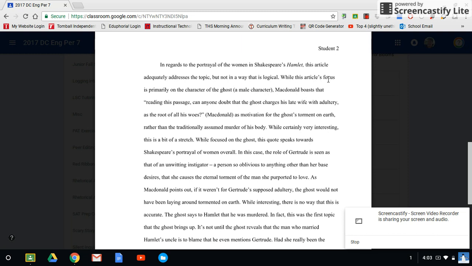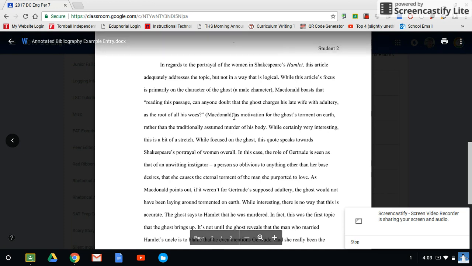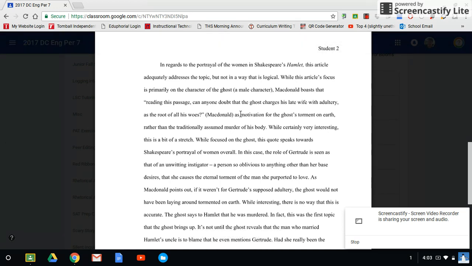And I say, while this article's focus is primarily on the character of the ghost, the author boasts that reading this passage, "can anyone doubt that the ghost charges his late wife with adultery as the root of all his woes?" Wow, that's a bold statement.